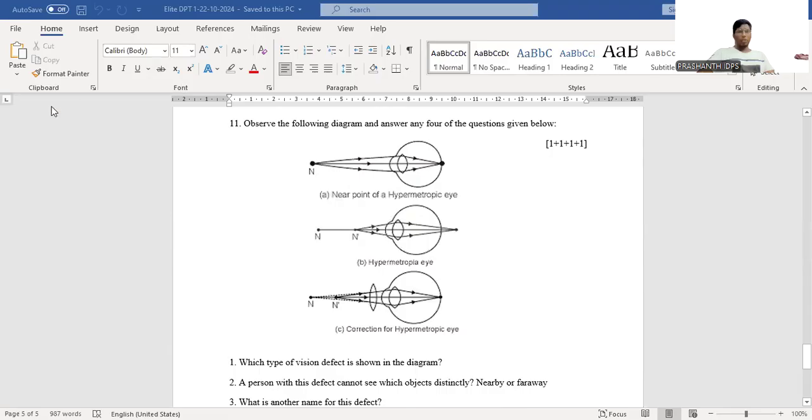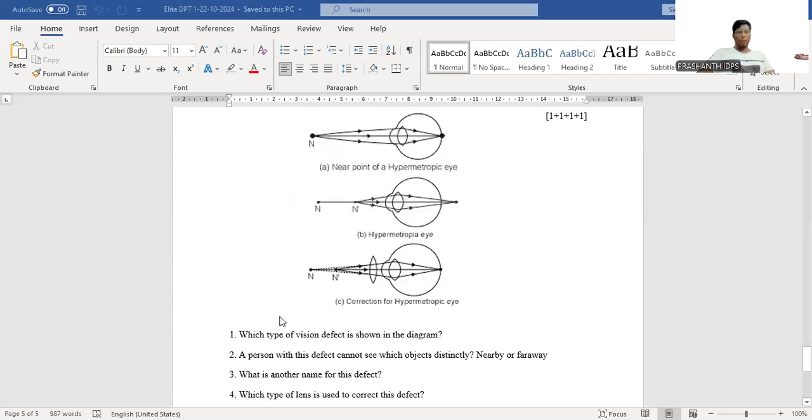The 11th one, very simple but very important, because previously this question was asked one time in board exam. You all can see here. So this is hypermetropia defect. Okay, fine. Now based on the diagram, few questions are asked. Each question carries 1 mark. Which type of defect is shown in the diagram? It is very clearly given. Hypermetropia or hyperopia, or it is also called far-sightedness.